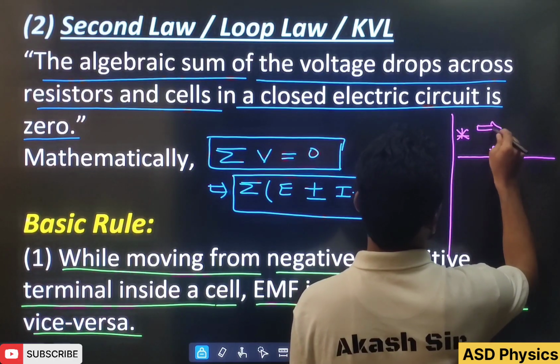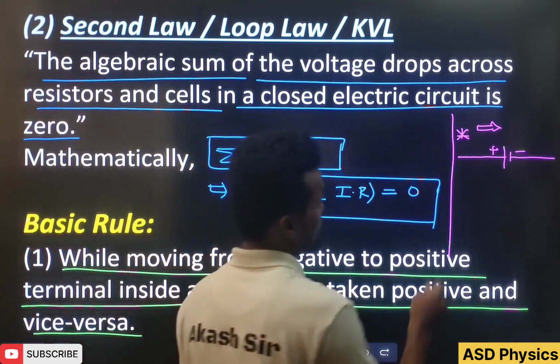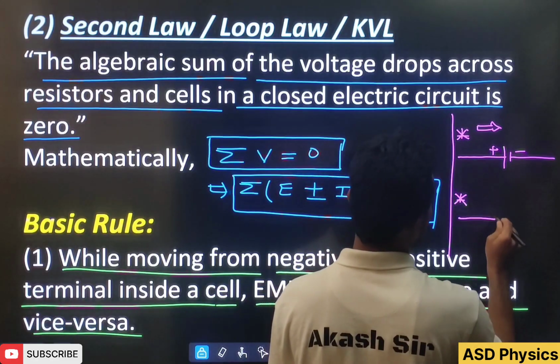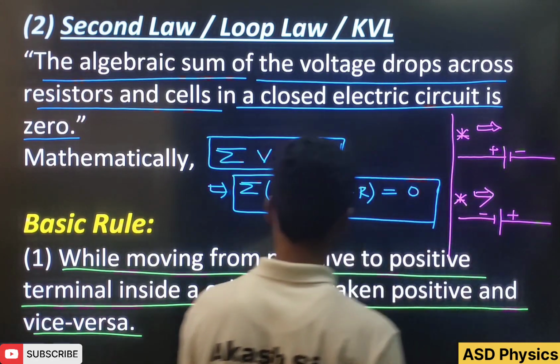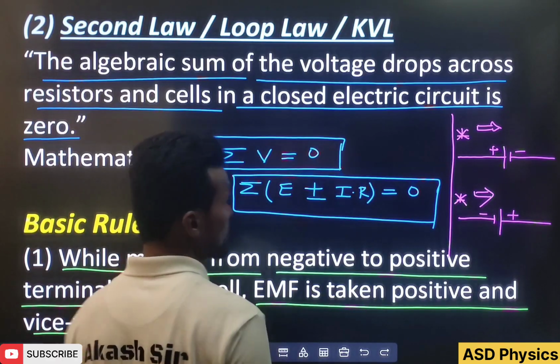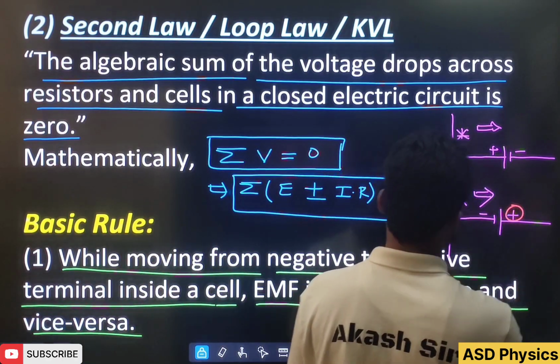So if in this case, students, we are moving from where to where? Negative to positive. Okay, first let me tell you this one here. This is negative, this is positive. Now, students, when you are going from negative to positive, which sign do we have to take? The plus sign. When you are going negative to positive, you will take the plus sign.